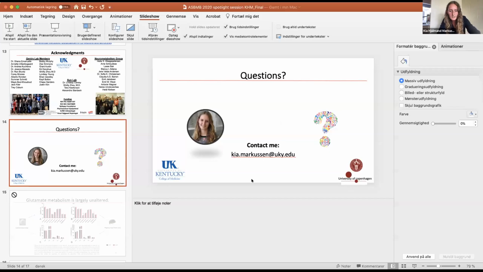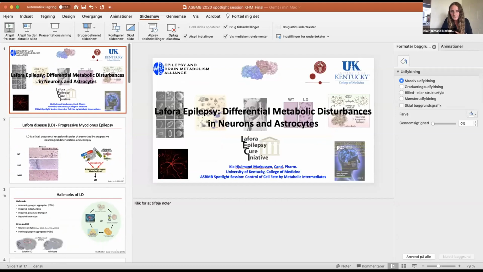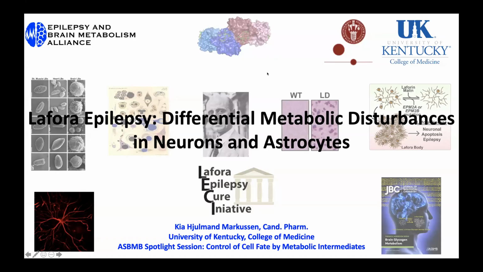Sorry, can I see the questions? Yeah, so what happened with the glutamate metabolism in neuron cells? In neuronal cells, I did not see any changes in the neuronal metabolism for glutamate at all. There has been no evidence so far.